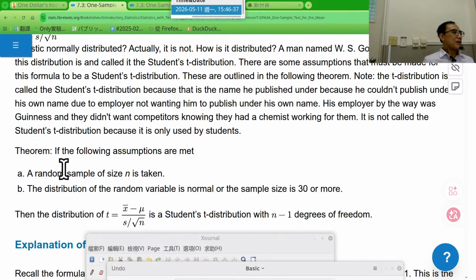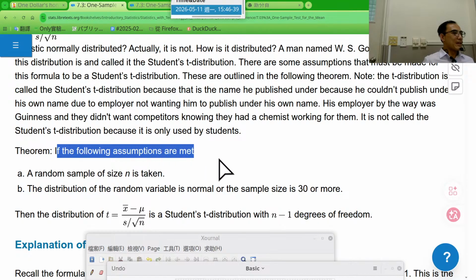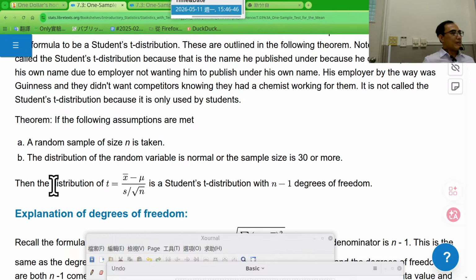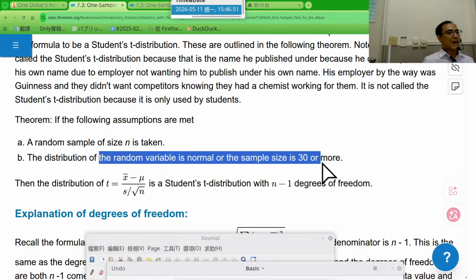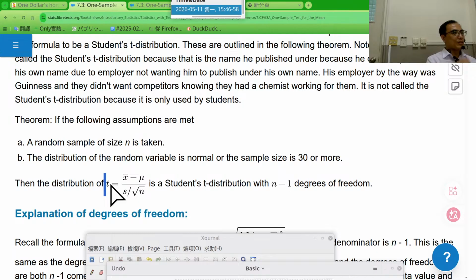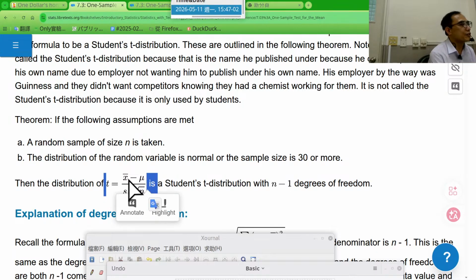Now, the theorem: if the following assumptions are made, a random sample of size n is taken, the distribution of the random variable is normal, or the size is 30 or more, then the distribution of t follows the Student t distribution. What does x bar mean? It is the sample you selected, and you get the average, which we call x bar.